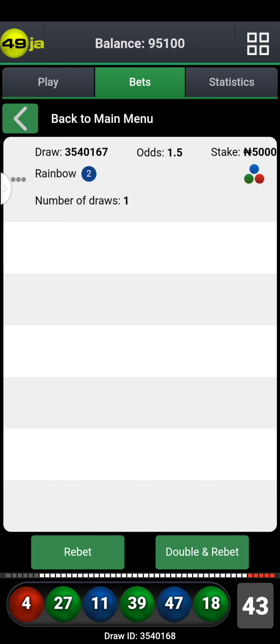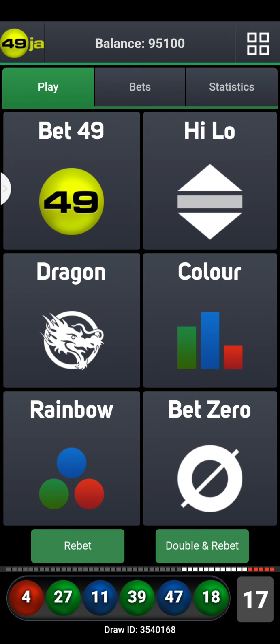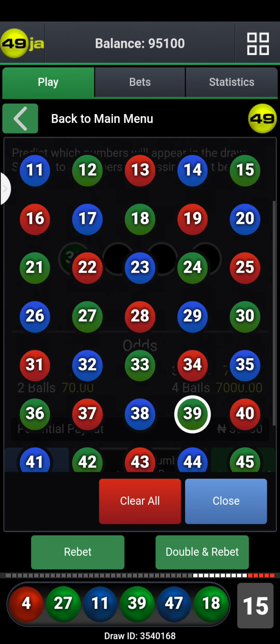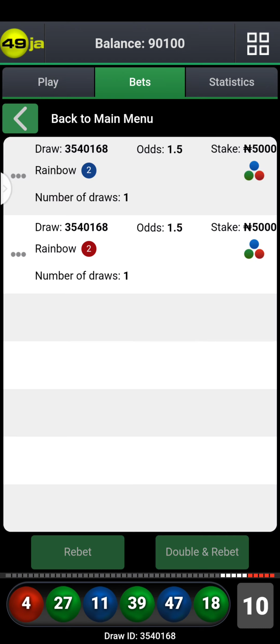You can still do the same thing. We have 3 green. We can say 27 plus 39 plus 18, 84. 84 divided by 3, we have 28. You come back here and check for the color that appear in 28. 28 is red. Then you come and play at least 2 red to appear. Let's watch and see.